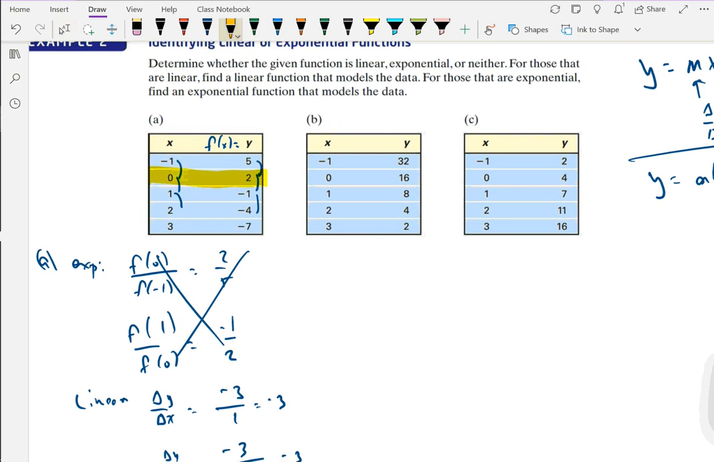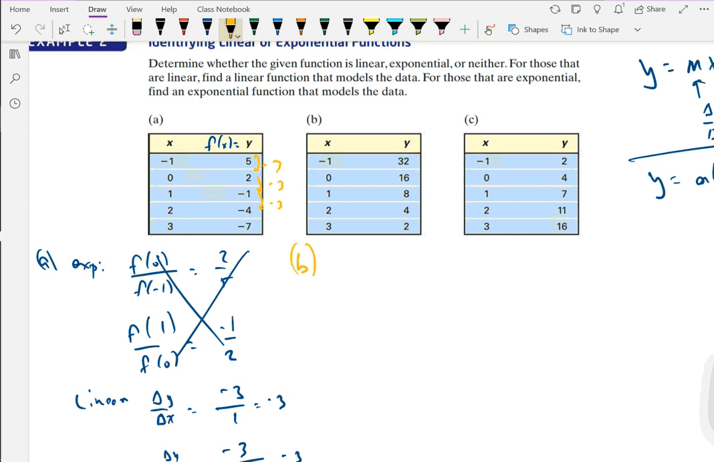Let's take a look at letter B. One of the things that we might do on these, in addition to what we've just done, is a more intuitive approach. How am I changing from 5 to 2? Well, I went down by 3. From 2 to -1, went down by 3. -1 to -4, it went down by 3. So that's a constant rate that we're changing. I'm subtracting 3 from each one.